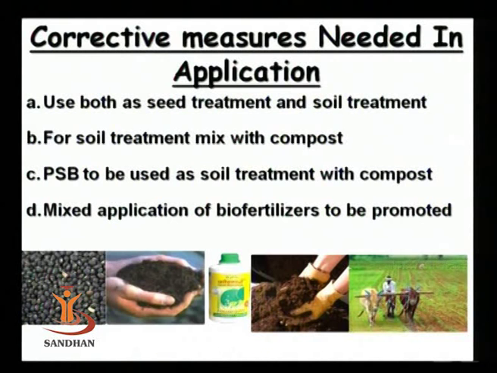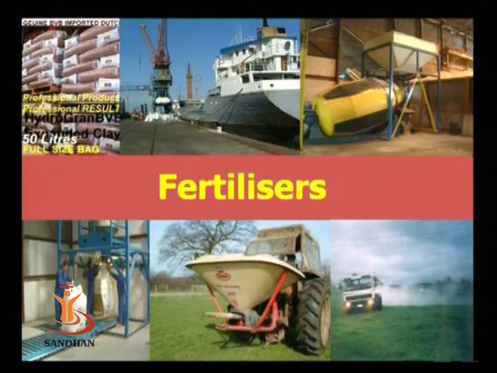crop production. So now either we can use both seed treatment and soil treatment together. Sometimes we can use soil treatment by mixing with compost. Sometimes whenever we are going to use phosphate solubilizing biofertilizer, we have to use it with soil treatment, in the same way with compost. So now here what is the case? Instead of going for a single treatment, if we use a mixed application of biofertilizer, it will be more beneficial and it will promote crop production at a higher rate as compared to all the other things.